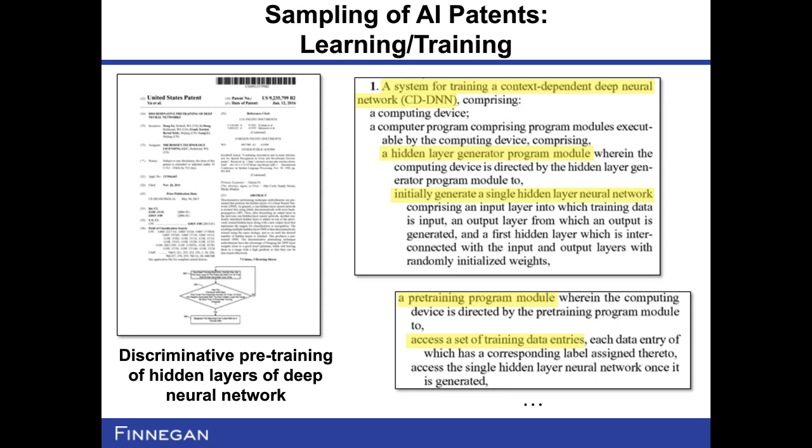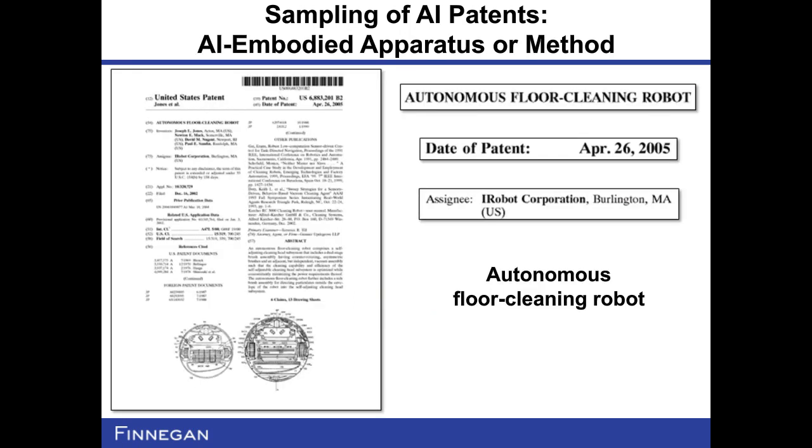This is perhaps a more widely known form of AI shown here. This is an iRobot floor cleaning robot. And for those who enjoy vivid claim language, the robot claimed in the patent includes a cliff detector, and you can imagine how a cliff detector would be helpful when the robot approaches the top of the stairs, for example.